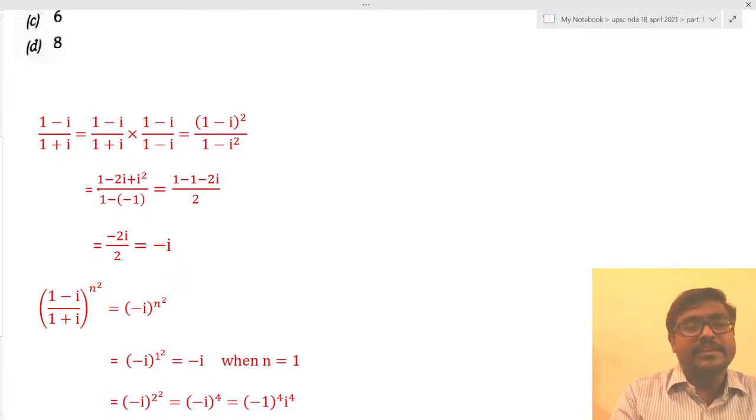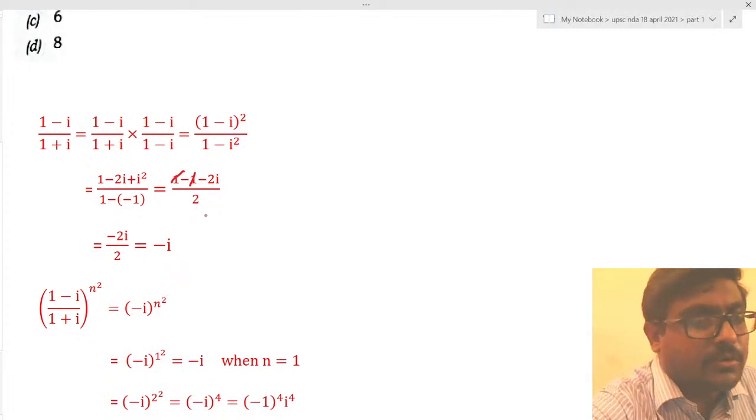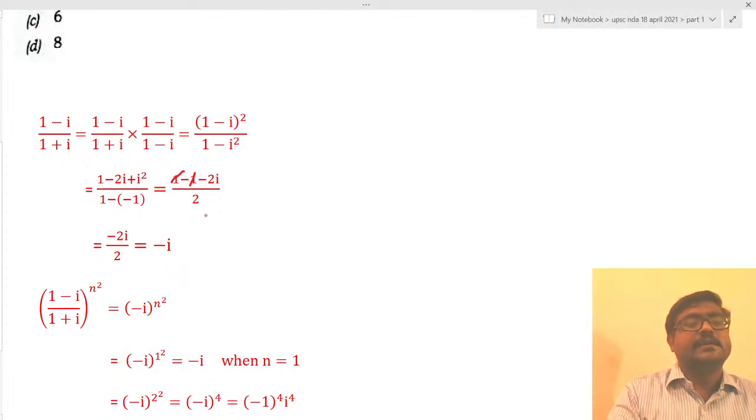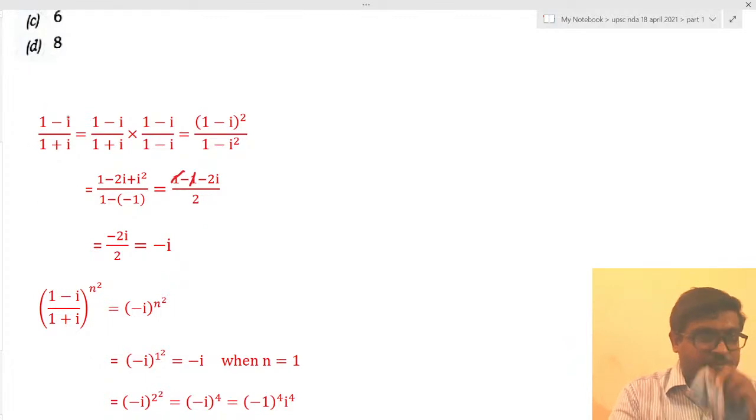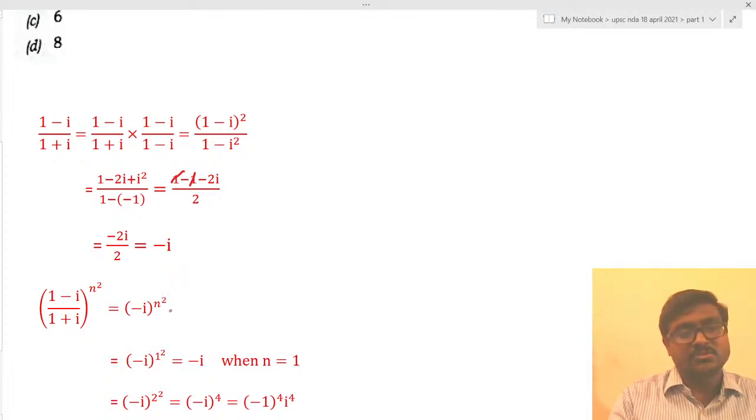Here a minus b whole square, a square plus b square minus 2ab. i square is minus 1, so plus 1 minus 1 cancelled, minus 2i is left. Now minus 2i by 2 we will get what? Minus i. That's it. So minus i is the simplified form of this value. So I have substituted this in the given question. So I have written minus i the whole power n square.